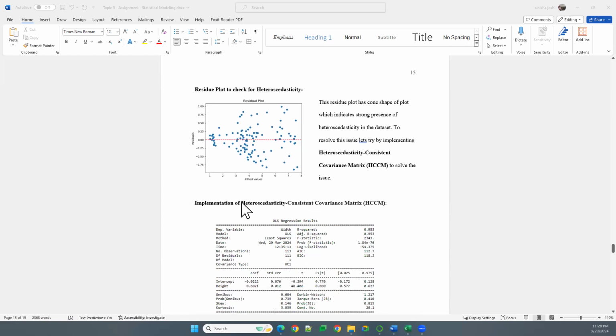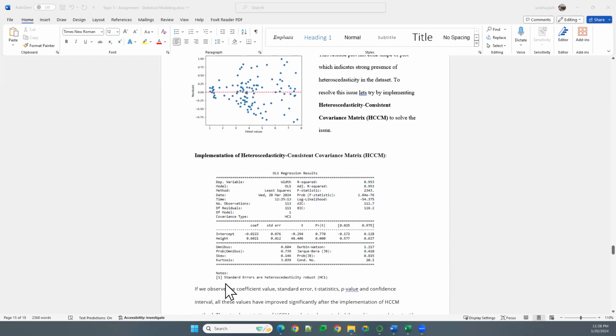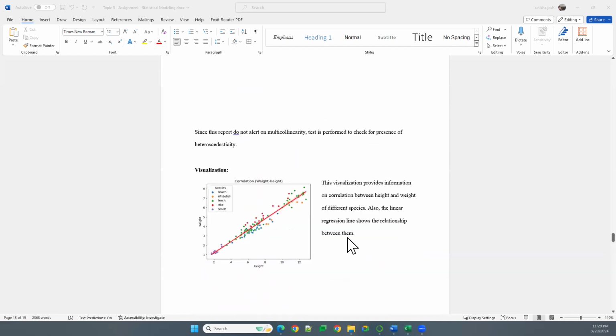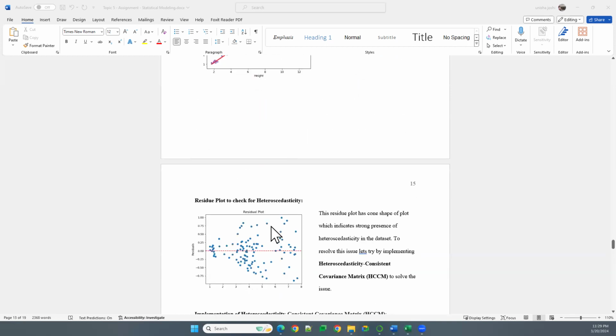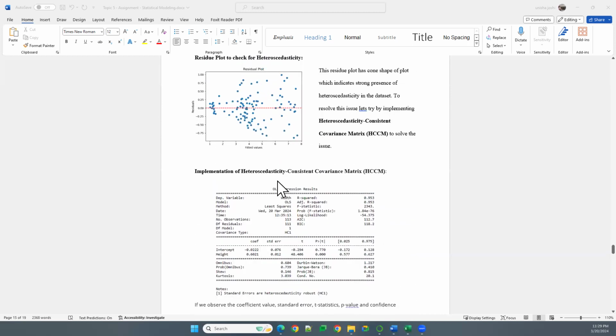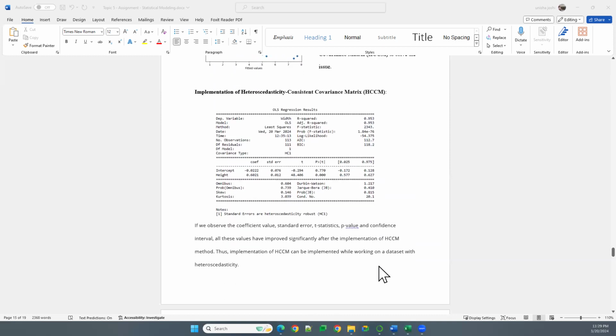With the implementation of HCCM, if you see the note section here, we can see that I have implemented the heteroscedasticity robust HC1. With the implementation of this model, the value of coefficient, standard error, t value, p value, and the confidence interval has improved from the results that I had obtained earlier. So definitely HCCM will be a solution in the presence of heteroscedasticity on this dataset.